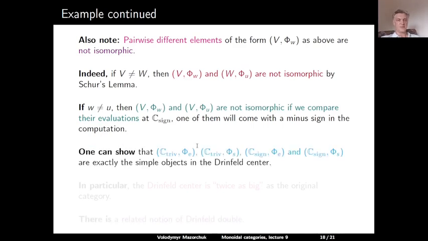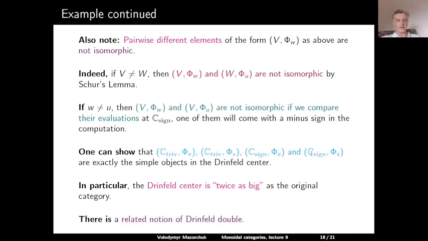From this it follows that we have four different objects in the Drinfeld center: the trivial module with phi e, the trivial module with phi s, the sign module with phi e, and the sign module with phi s. And one can show that these are exactly the simple objects in the Drinfeld center. In particular, we see that the Drinfeld center has four simple objects, while the original category has two, so it's twice as big as the original category.